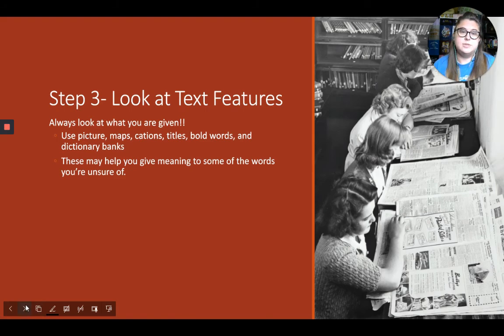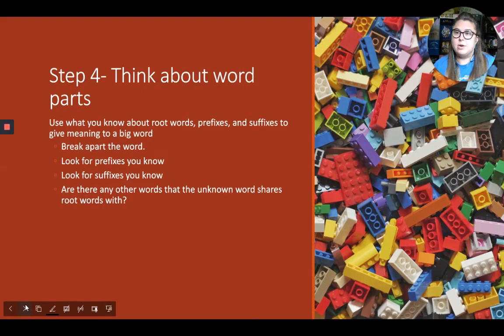So step number 4, thinking about word parts. The reason that this is a little farther down the list is because it takes a lot more time. What we mean when we say thinking about word parts is, break down the word, break it apart. Look for prefixes, look for suffixes, and look for root words that you might know. Try pulling apart those pieces and seeing what other words do I know that share this in common.